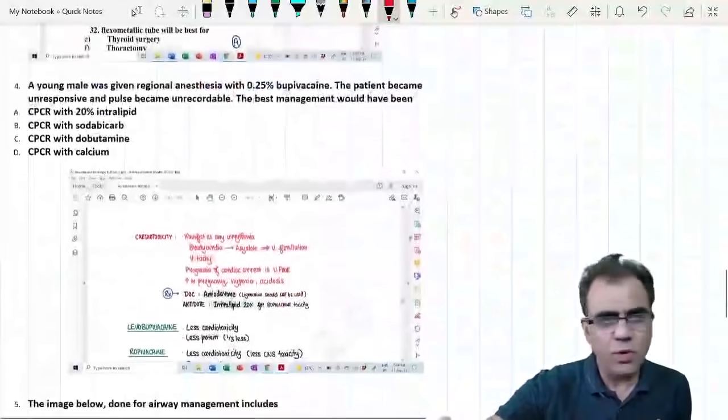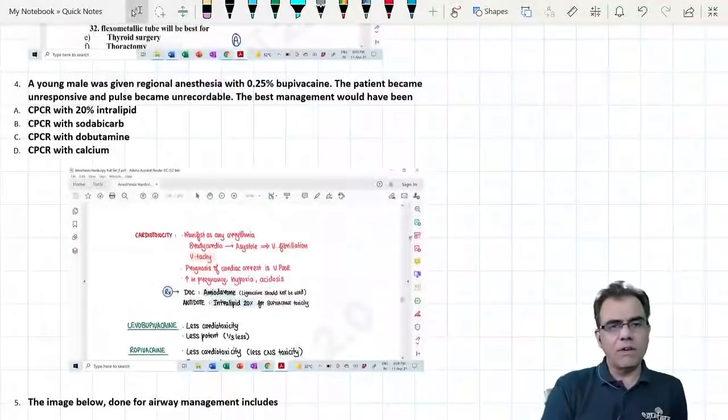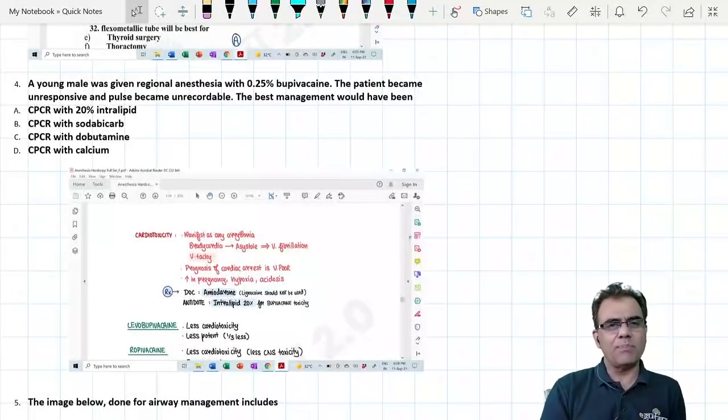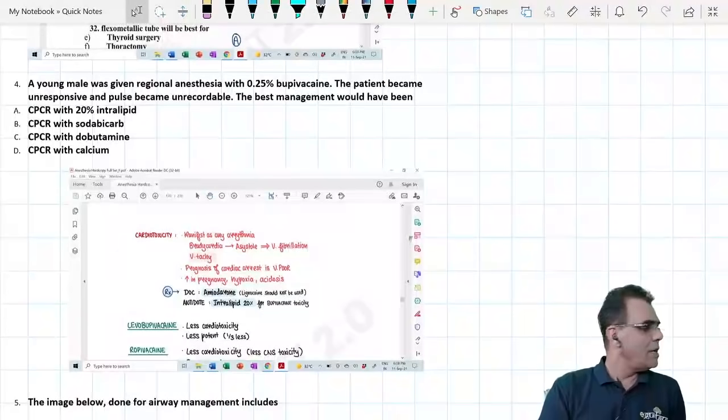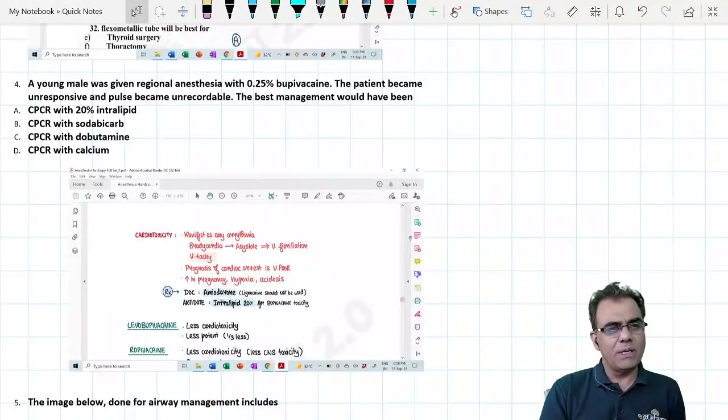Then question number 4. A young male was given regional anesthesia with 0.25% bupivacaine. The patient became unresponsive and pulse became unrecordable. The best management would have been CPCR with 20% intralipid, CPCR with soda bicarb, CPCR with dobutamine, CPCR with calcium.